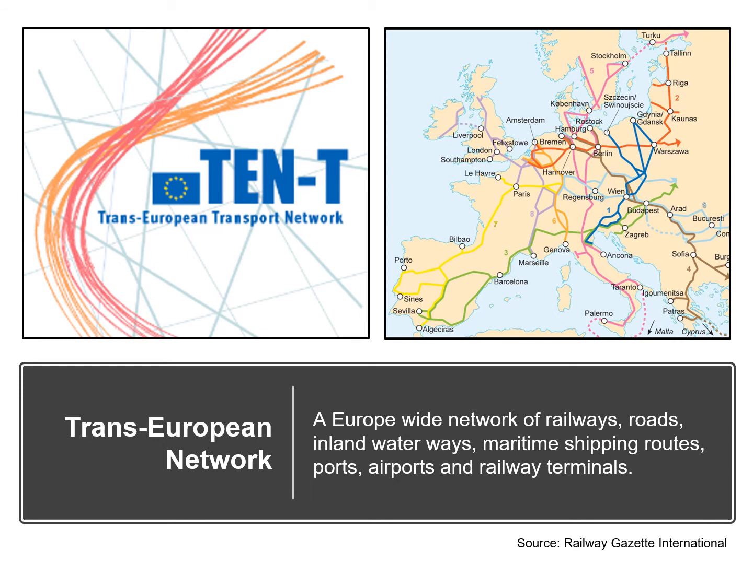So TEN-T comprises 2 network layers. The core network includes the most important connections, linking the most important nodes, and is to be completed by 2030. The comprehensive network covers all European regions and is to be completed by 2050.